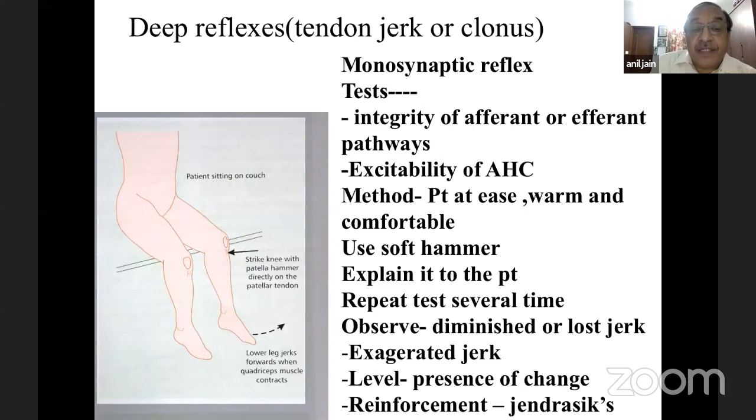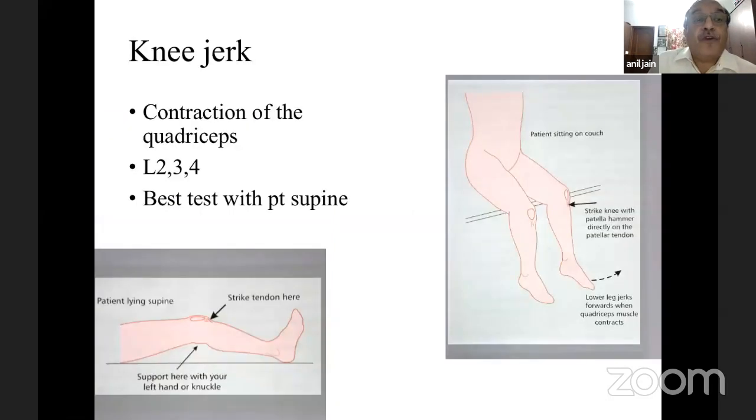And if you're not able to make sure whether the jerk is exaggerated, diminished or absent, then Jendrassik maneuver is sometimes required. Now for the knee, contraction of the quadriceps muscle is the endpoint. It is best if you do it in the supine position. However, you can do it in a sitting position, but in a paralyzed patient, in any case, you have to do it in a supine position. The root value is L2, 3, 4.